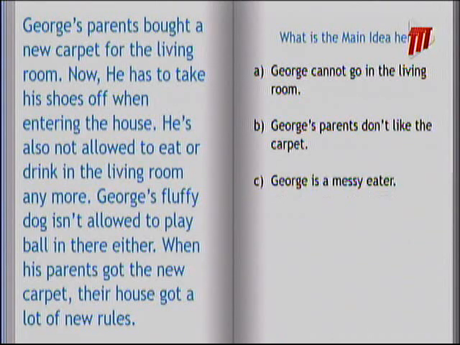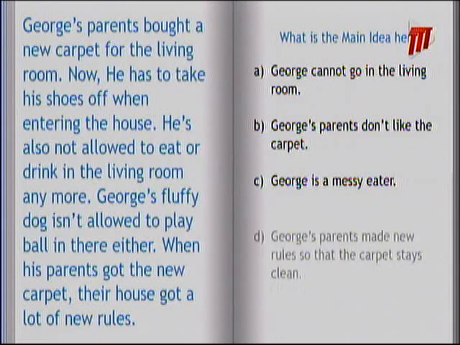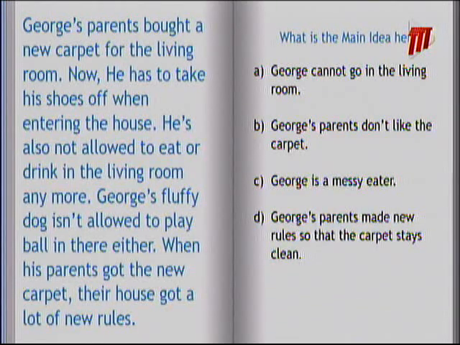C, George is a messy eater. And D, George's parents made new rules so that the carpet stays clean. So we have our paragraph, you have the idea in your head, and we have the 4 options that we can go with.